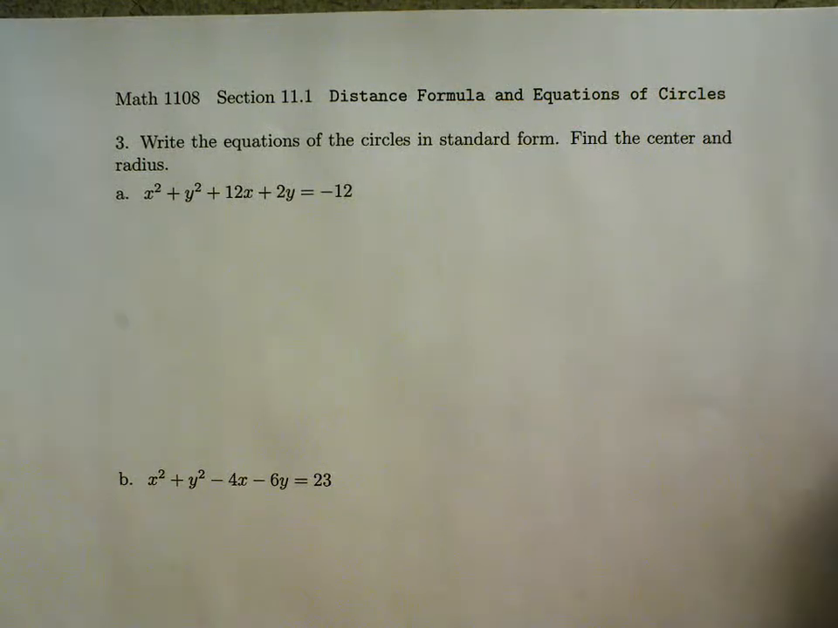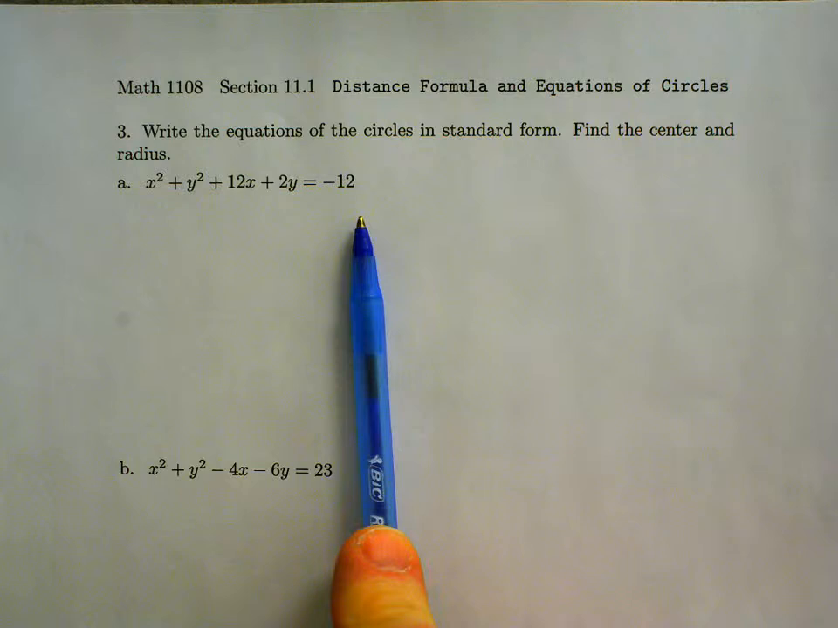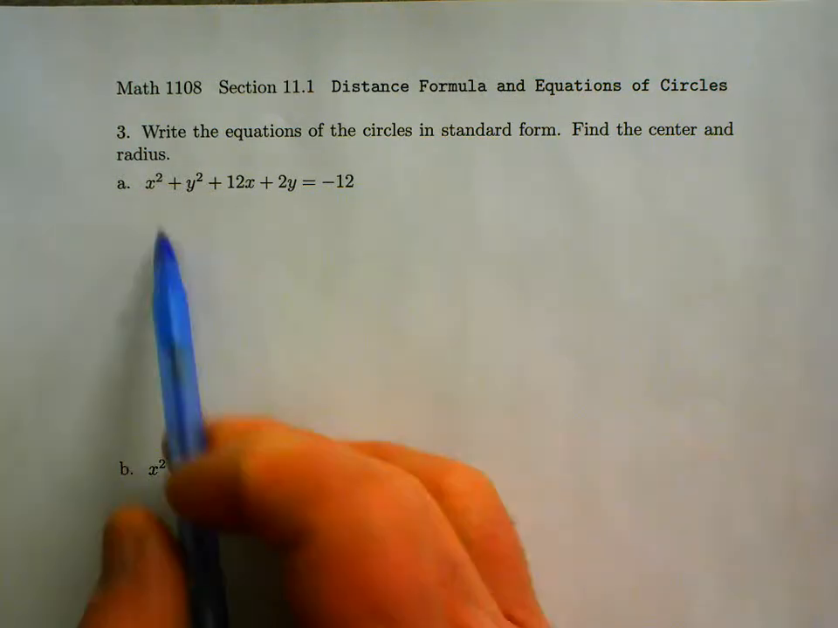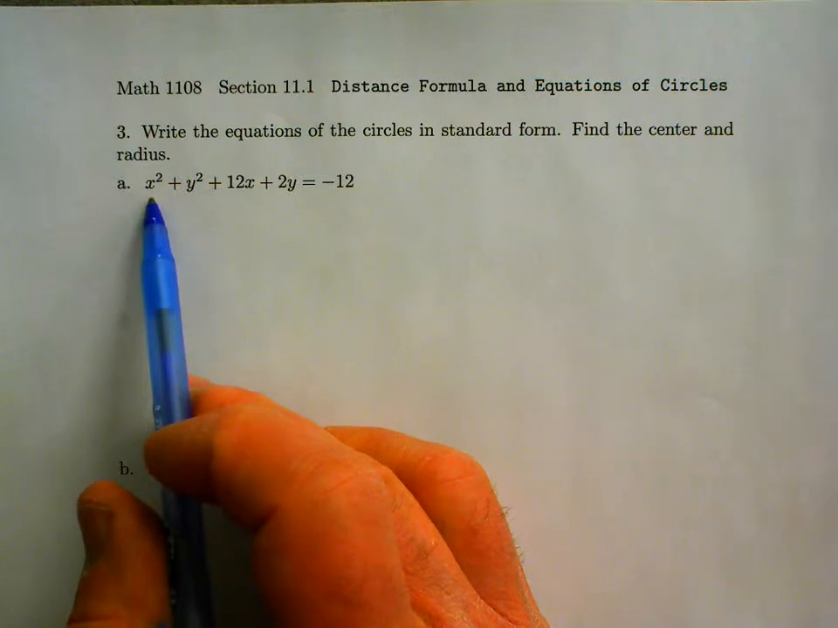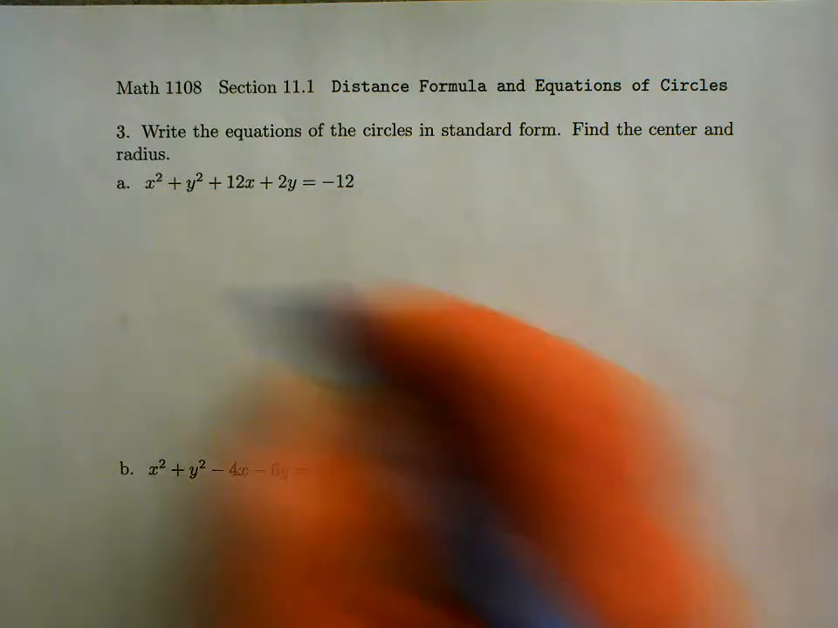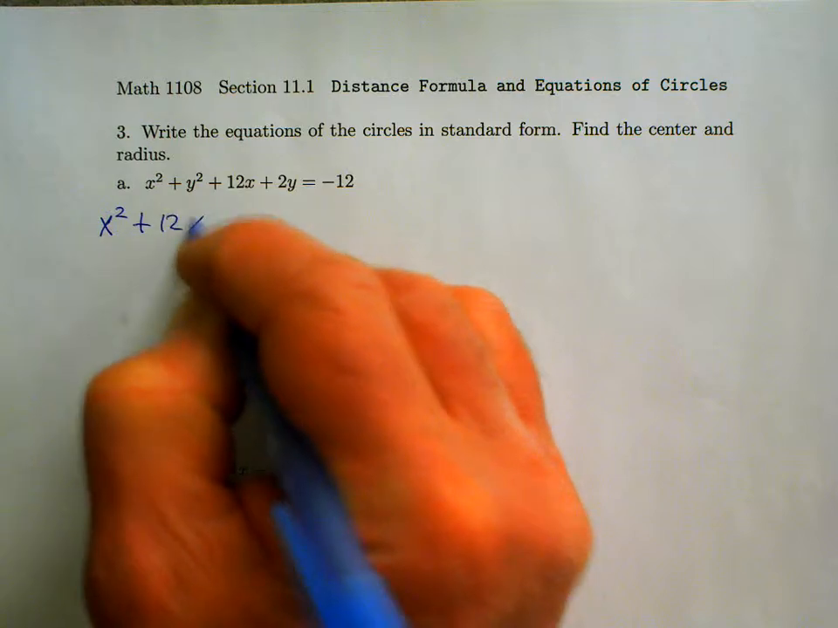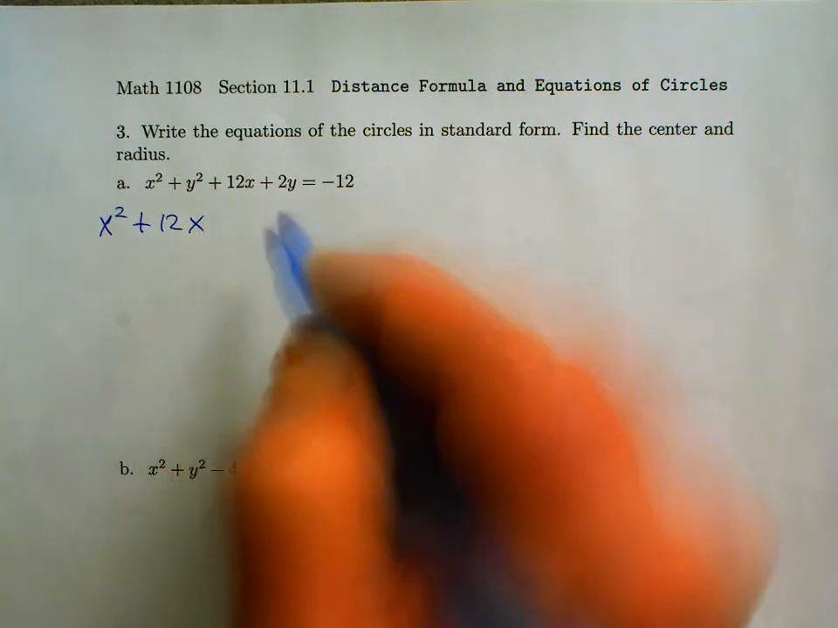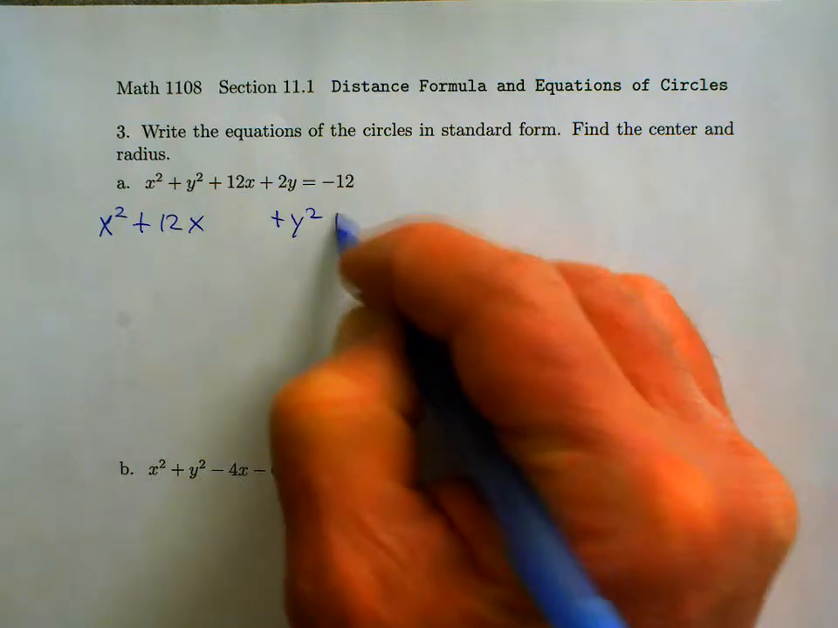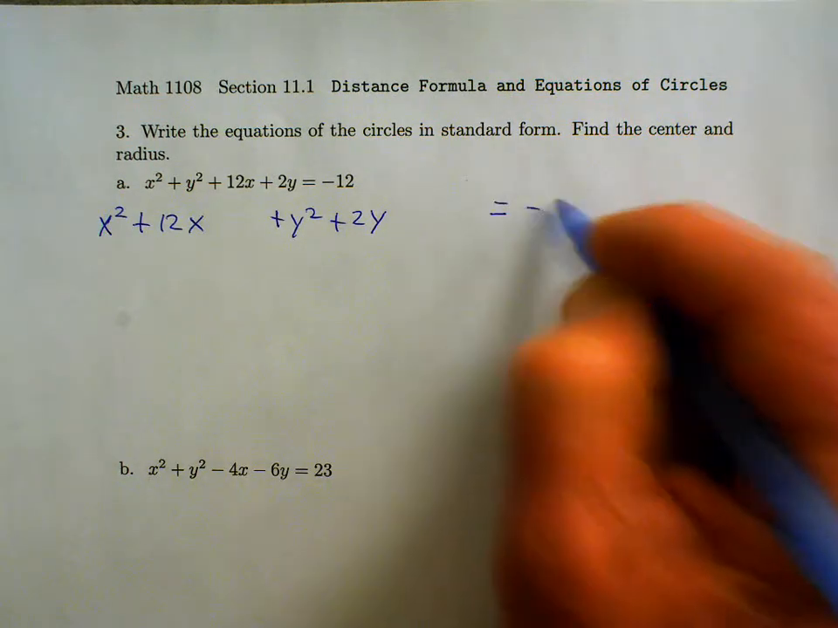Equations of circles don't have to begin in standard form. So here's an equation of a circle. It's not in standard form, but we can get it into standard form. So we'll rearrange the terms. We're starting out with x squared plus y squared plus 12x plus 2y equals -12. So rearrange it so that we have x squared plus 12x. Leave some space and then write plus y squared plus 2y. Leave some space and then write equals -12.